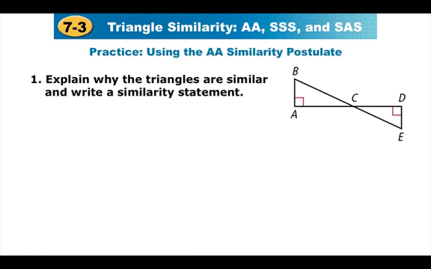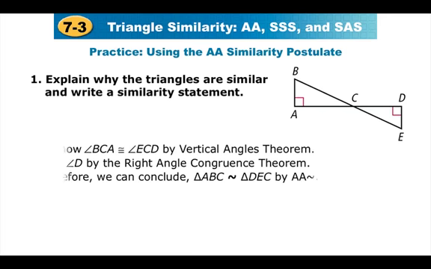It says explain why the triangles are similar and write a similarity statement. This is how you can explain number one. We know that angle BCA is congruent to angle ECD, and they are congruent because they're vertical angles. Also, angle A and angle D are congruent because they're right angles, or by the right angle congruence theorem. Therefore, we can conclude that these two triangles are similar by the angle, angle postulate. Next slide.